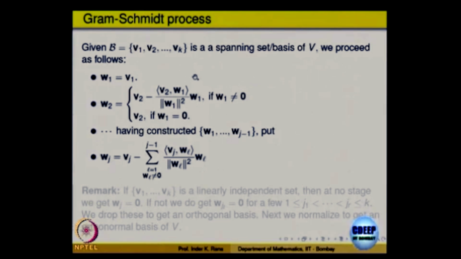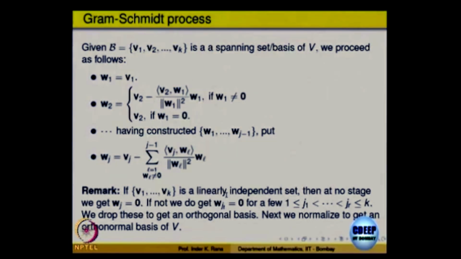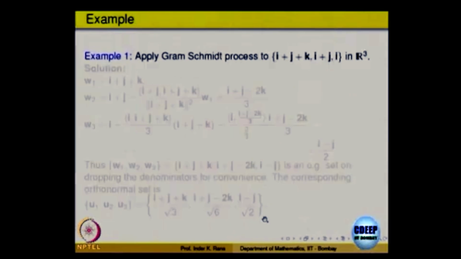You can normalize them now, each one, divide each W by its norm to get the normal vector, so that it is an orthonormal basis. So from the given basis you get an orthonormal basis, okay. So that is the process, and the remark is just saying that if some of the corresponding ones come out 0, just drop them, okay. They will come if the vectors are linearly dependent.